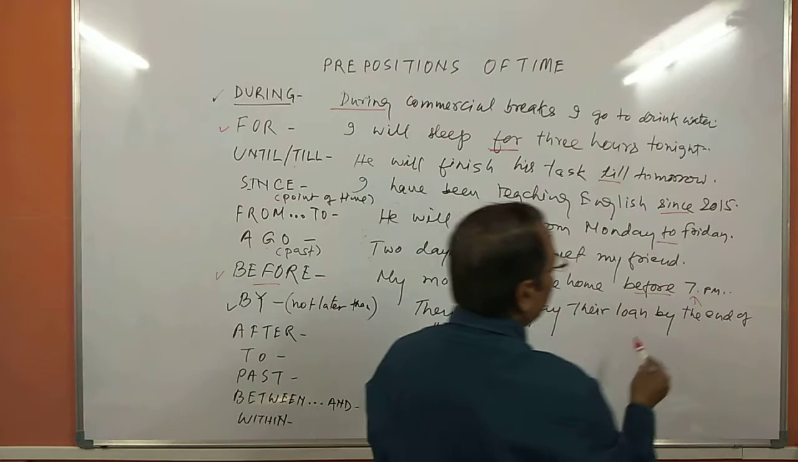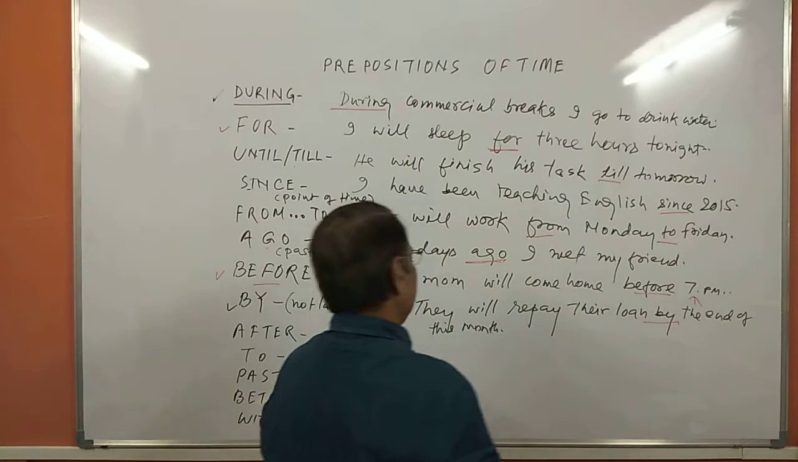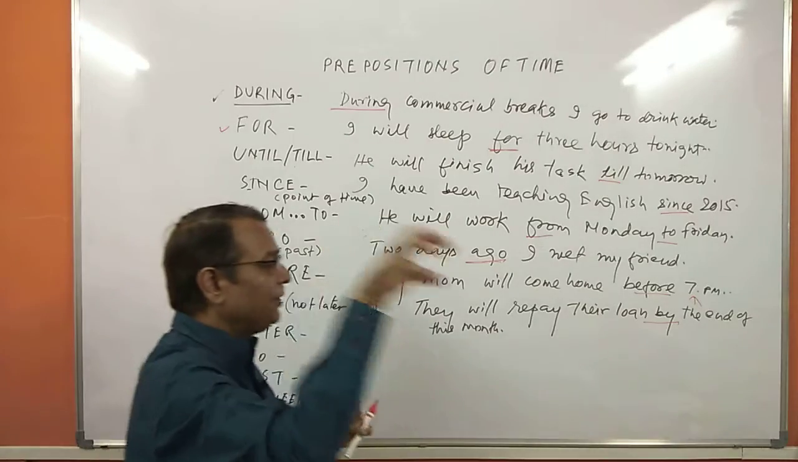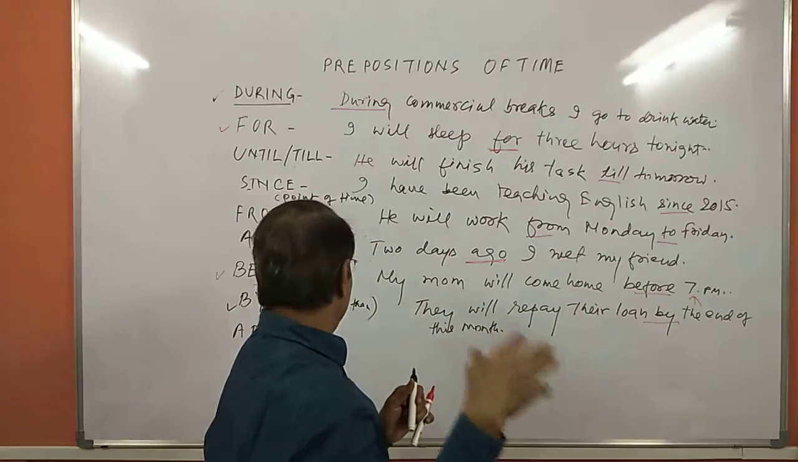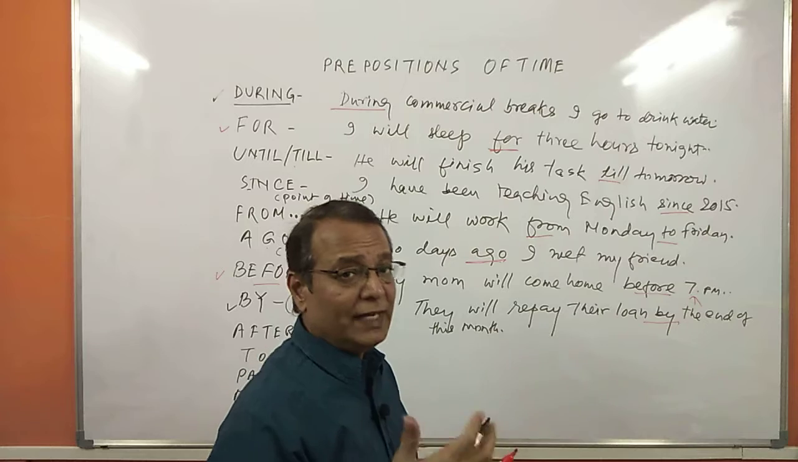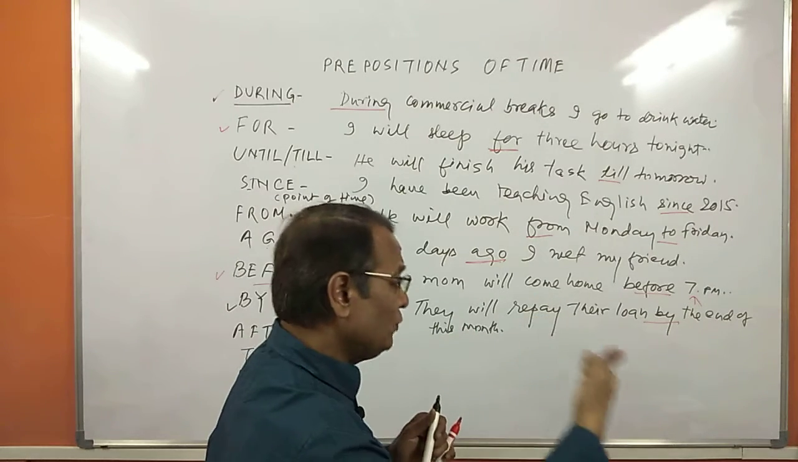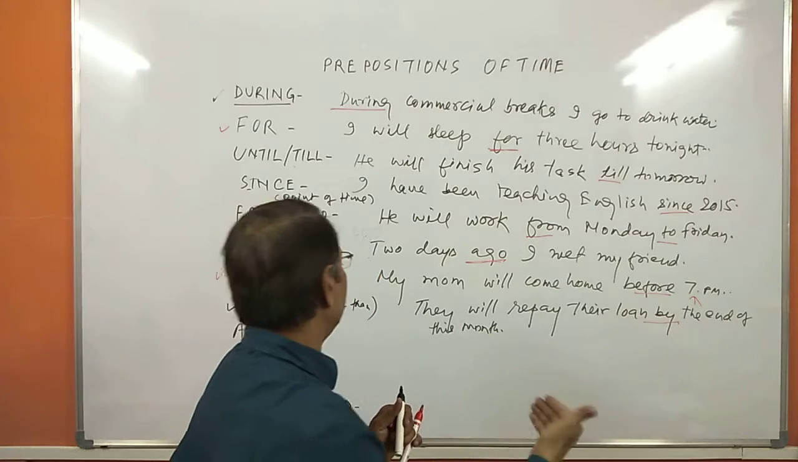See the language here, I am writing "by the end of this month." Whenever we use the word "by," it is not about a particular date, but we always use this language to specify that things are going to happen before the time that we are mentioning in our sentence.